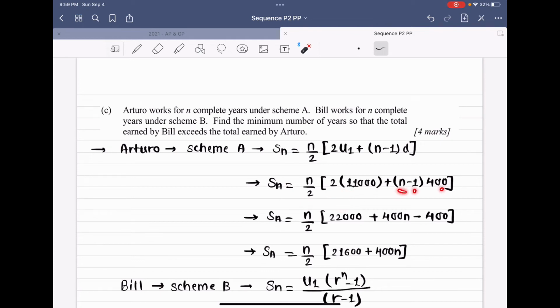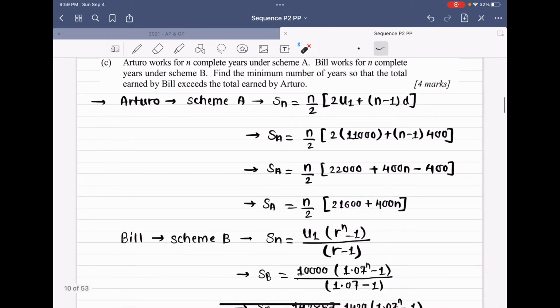n minus 1 times 400, so 400n minus 400. This will remain as it is. 22,000 minus 400 is 21,600 plus 400n. This is my scheme A sum. Repeat this for scheme B for Bill.